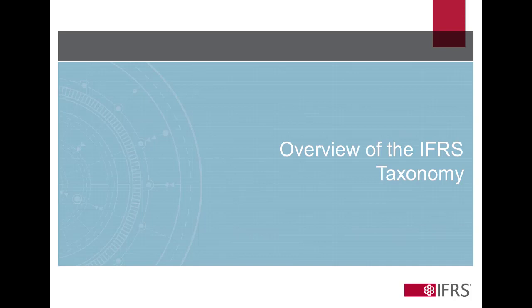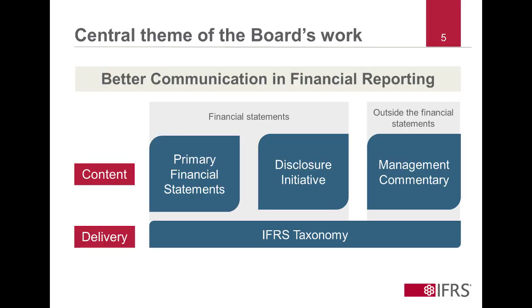Let's begin with a brief overview of the IFRS taxonomy. The board is looking at how it can improve the communication of information in financial reports. We're exploring improvements to both the content of financial reports and how that content is delivered. We have labelled this work Better Communication in Financial Reporting. It forms one of the central themes of the board's work plan. The IFRS taxonomy is an important part of the better communication theme.